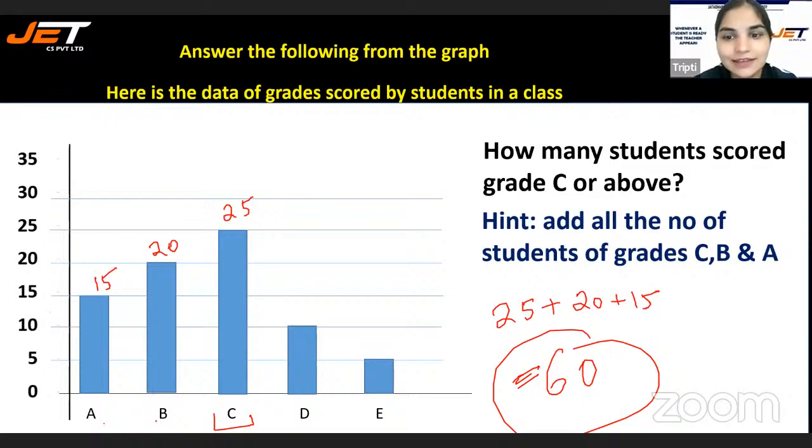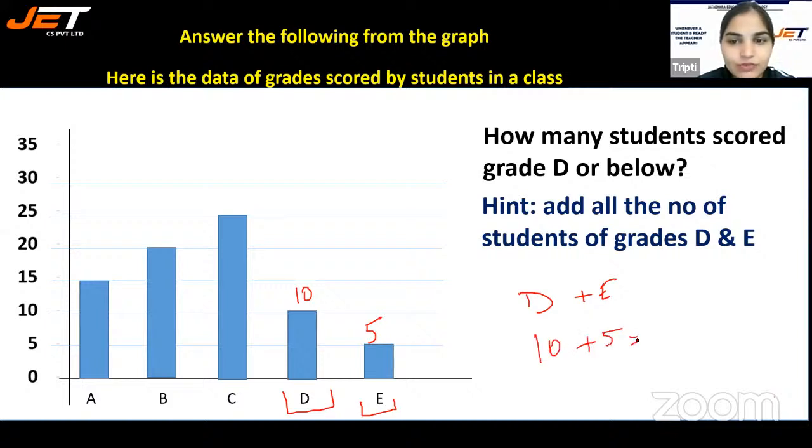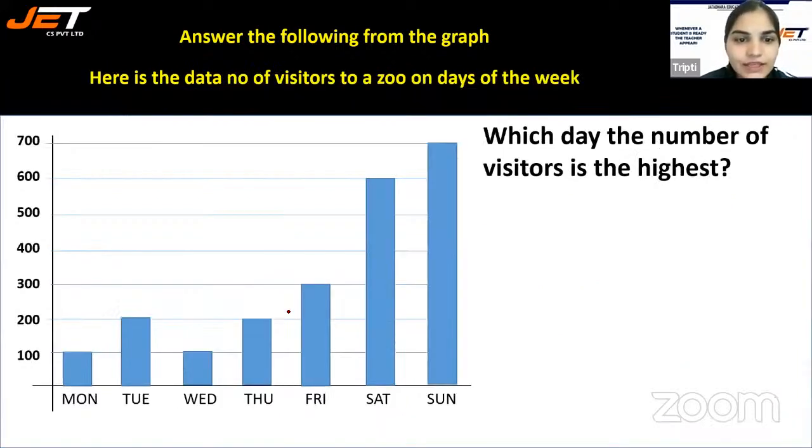You're doing great. Let's go to the next one. How many students scored grade D or below? Grade D or below that. So here we have students who have scored grade D, 10. And below that is obviously grade E, that is 5. So adding D and E, D is scored by 10 and E by 5, which makes 15. So 15. Let's go to the next one.